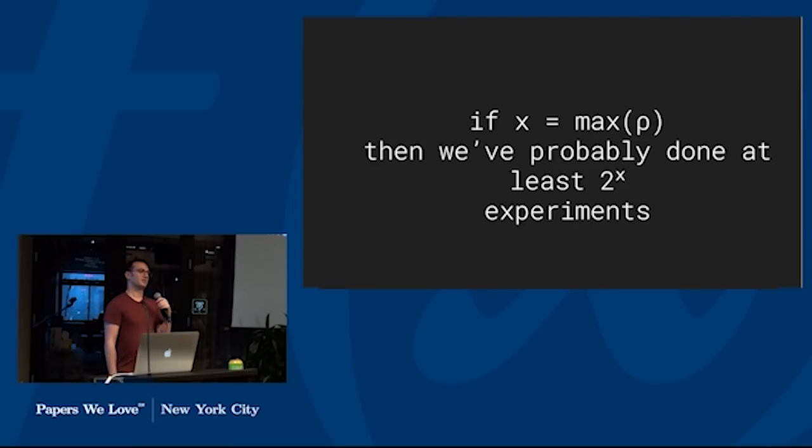So we can update our guess, right? We can say that given this random stream of elements, if x is the max of row across all these 32-bit integers we've seen, right? There are probably at least 2 to the x experiments, 2 to the x distinct things in this stream so far.